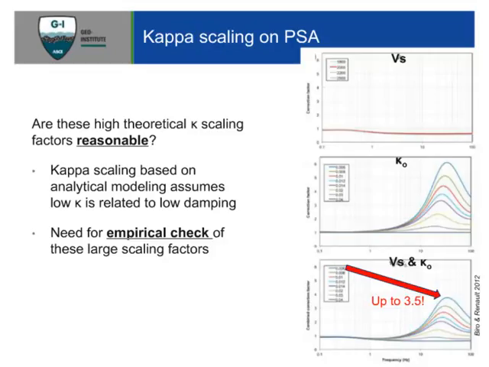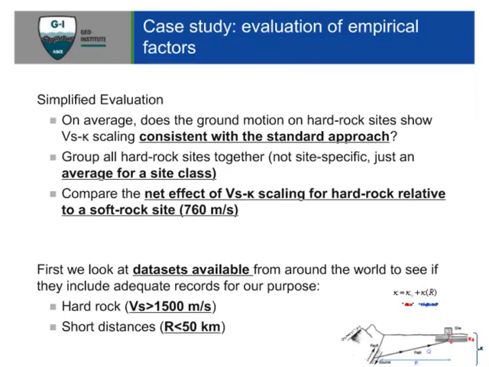Because all of this is basically theoretical, and what we're going to do here in our case study is an empirical check on that. So basically, in this context, what we do is we try and grab as many records from hard rock sites as possible, and we group them together, and we look at the combined VS kappa effect on these data from hard rock with respect to soft rock, which we define at the typical value of 760 meters per second. And we compare what we see from the data to what the ground motion prediction equations would give us for the 760, and as we said, they're pretty well constrained there.